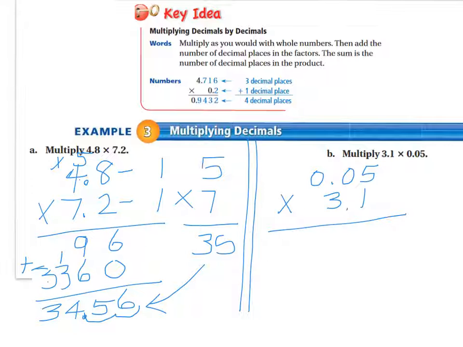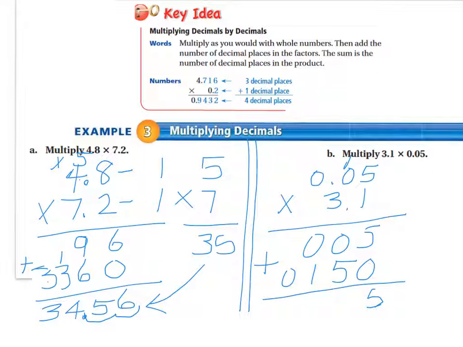1 times 5 is 5. 1 times 0 is 0, and 1 times 0 is 0. 3 times 5 is 15. 3 times 0 is 0, plus 1 is 1, and 3 times 0 is 0. Adding those together now, 5 plus 0 is 5. 0 plus 5 is 5. 1 plus 0 is 1, and the 0 has nothing to be added to it.